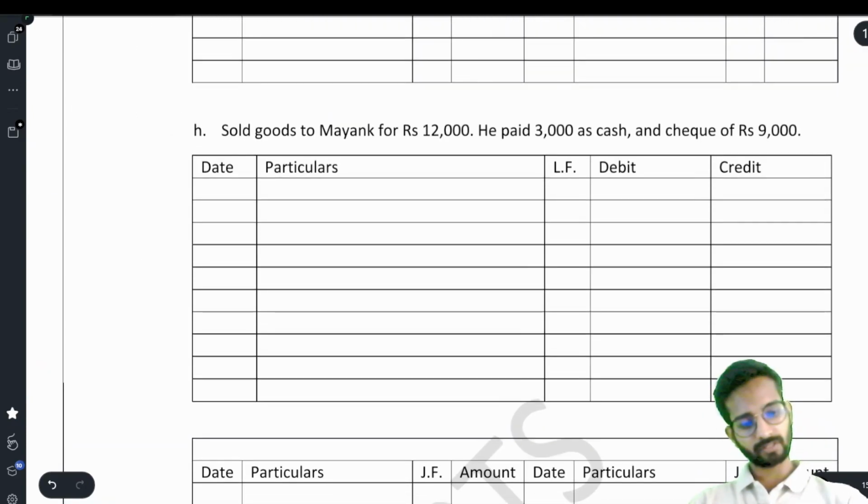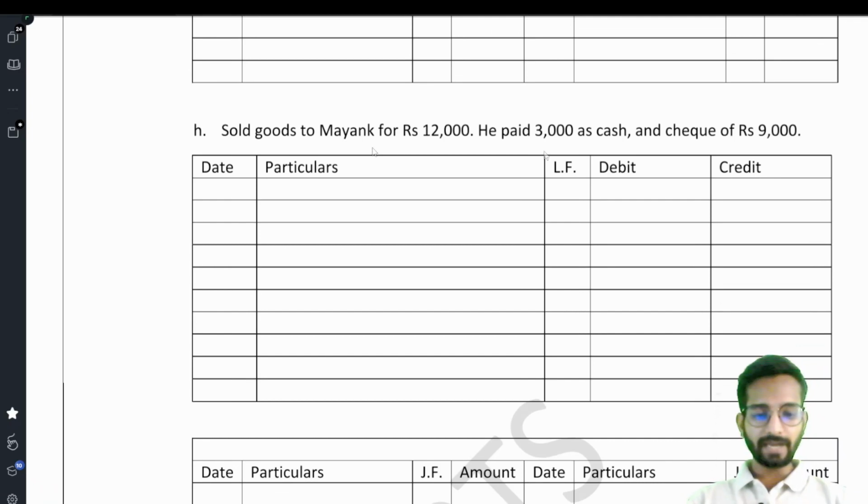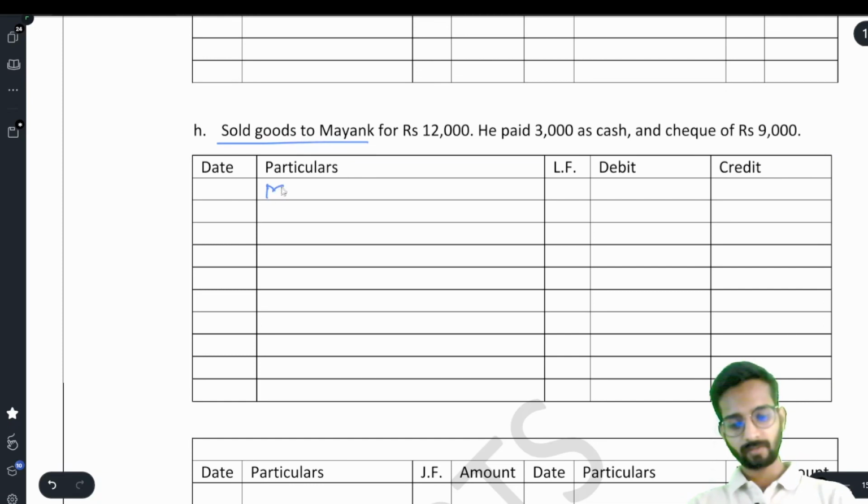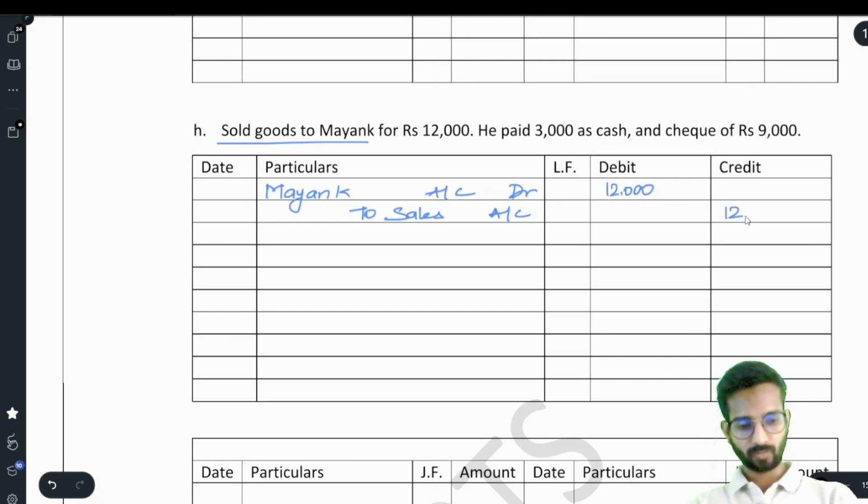the next question we have is sold goods to Mayank for rupees 12,000. He paid 3,000 as cash and a check of rupees 9,000. So what will we write? We have sold goods to whom? We have sold to Mayank. So I will write Mayank account debit to sales account 12,000, 12,000. After that, we have received cash and a check.